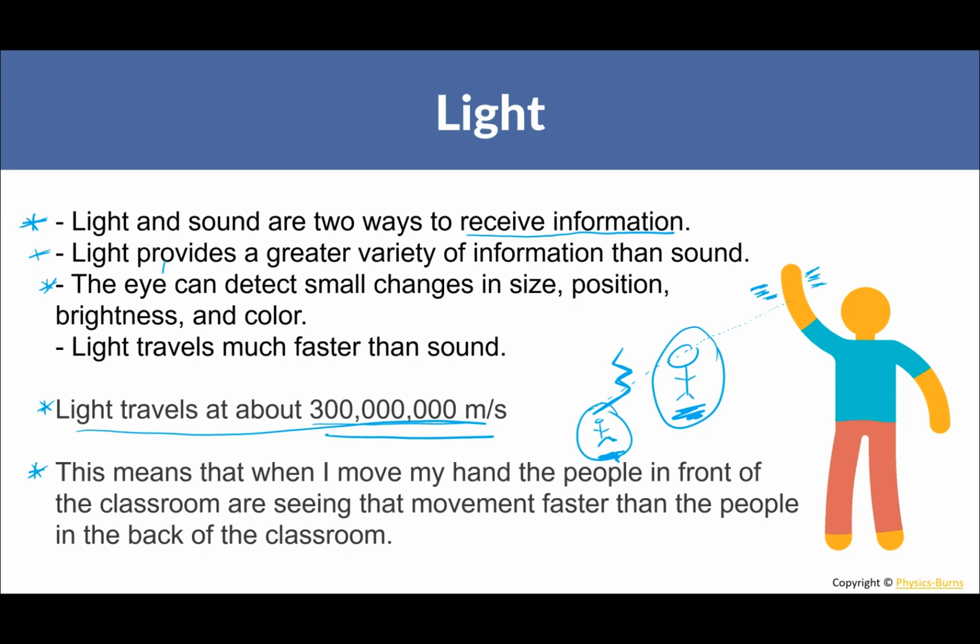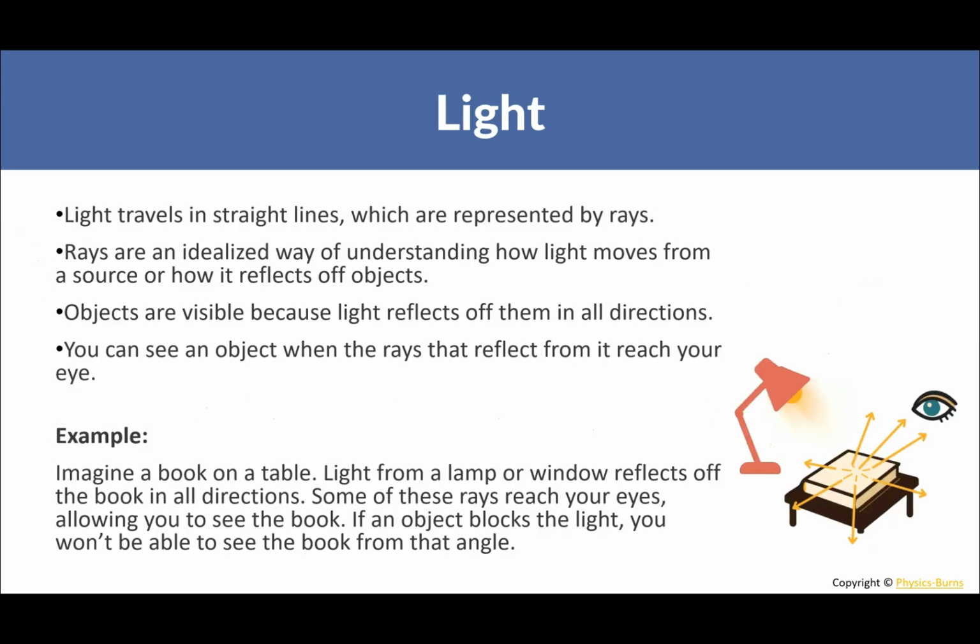Okay, so a little bit of how light works. Light travels in a straight line, which is represented by rays. Rays are an idealized way of understanding how light moves from a source or how it reflects off objects. We'll talk about this soon. Objects are visible because light reflects off them in all directions. You can see an object when the rays reflected from it reach your eyes.